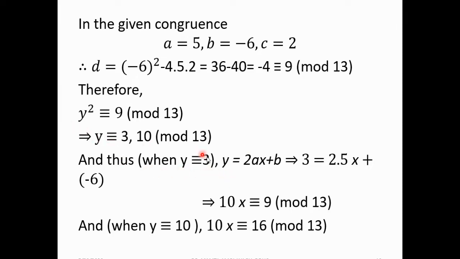When we take y congruent to 3, if y is congruent to 3, then y is equal to 2x plus b, so 3 equals 2 into 5x plus minus 6, and this implies that 10x is congruent to 9, because 2 5s are 10. 10x is congruent to, this is 3 and this is minus 6, so 3 plus 6 will be 9, so 10x is congruent to 9 modulo 13. And if we take y congruent to 10, then 10x is congruent to 16 modulo 13.